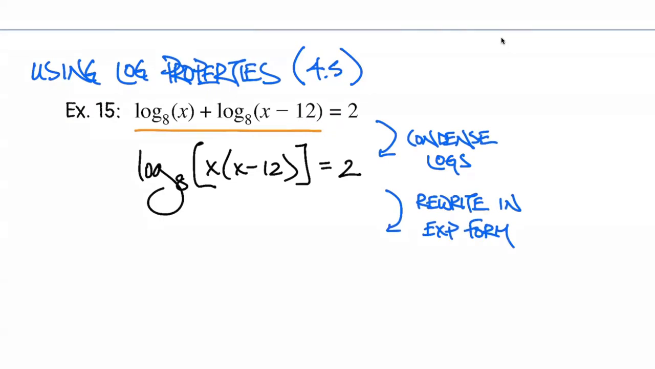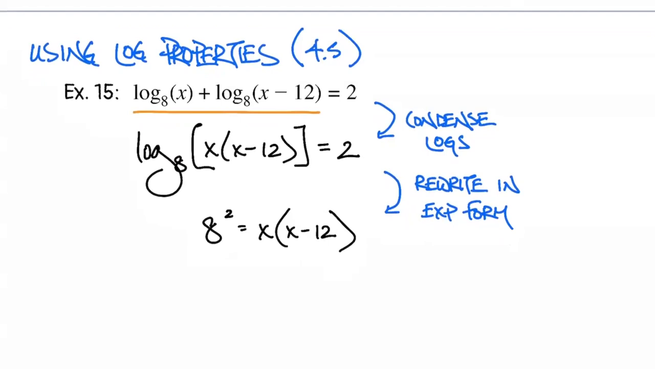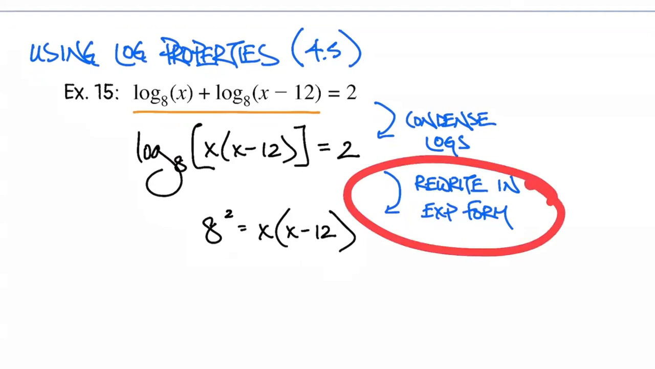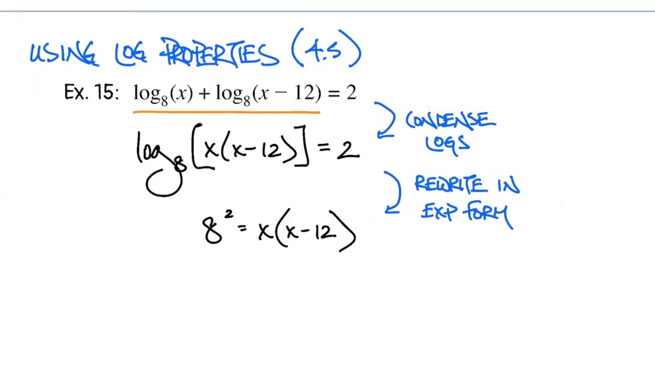Right. So what's my base in this case? And what's my power? The base would be 8, the power would be 2, and then it would be equal to x parentheses x minus 12. Beautiful. Love it. Okay. If there is one thing that you make sure you know walking into Wednesday's test, know how to rewrite logs in exponential forms and exponentials in log forms. That will take you so far.